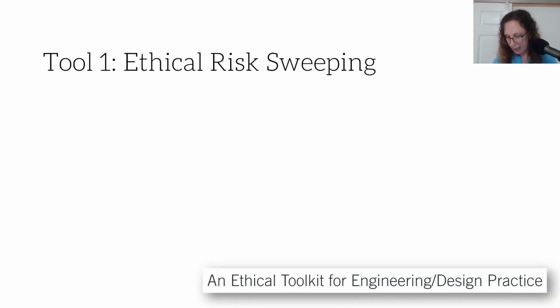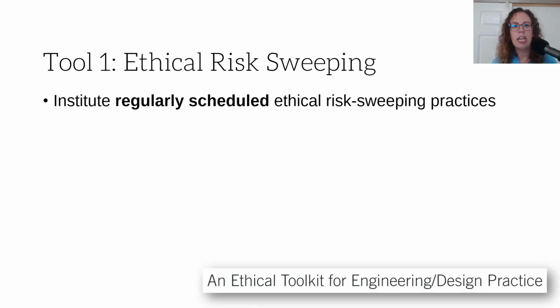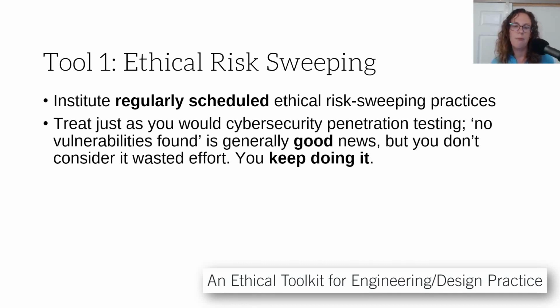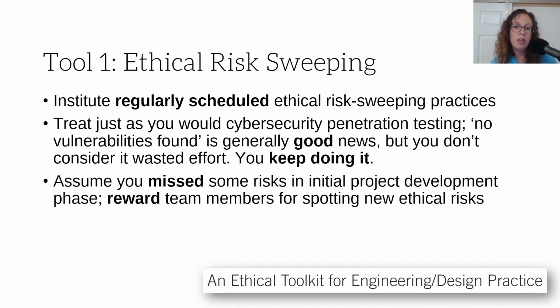So tool 1 is ethical risk sweeping. I think this is similar to the idea of pen testing that Jeremy mentioned earlier from security, but with regularly scheduled ethical risk sweeps. While no vulnerabilities found is generally good news, that doesn't mean it was a wasted effort, and you keep doing it. Keep looking for ethical risk. Assume that you missed some risk in the initial project development. Also, you have to set up the incentives properly, where you're rewarding team members for spotting new ethical risk.